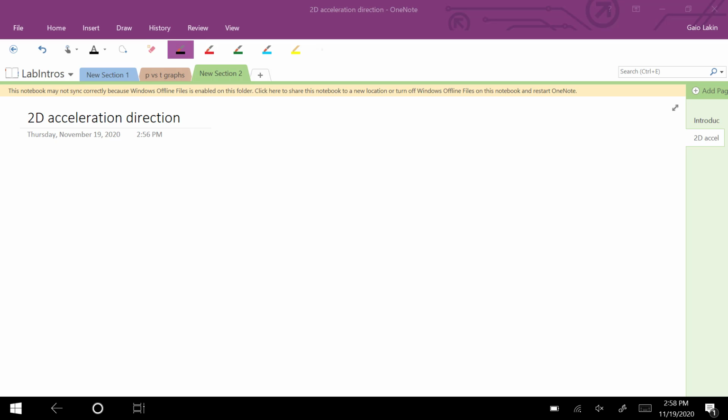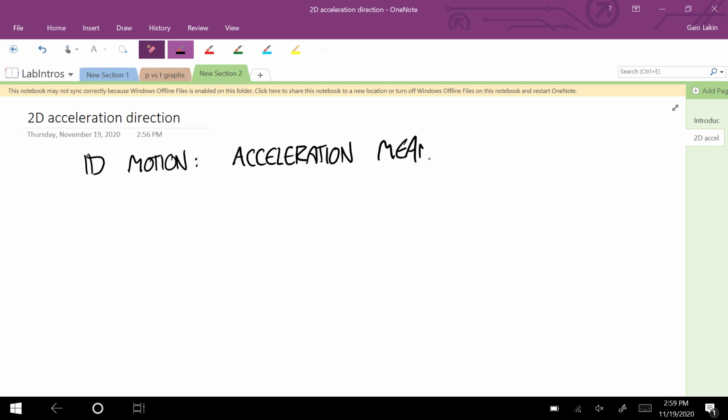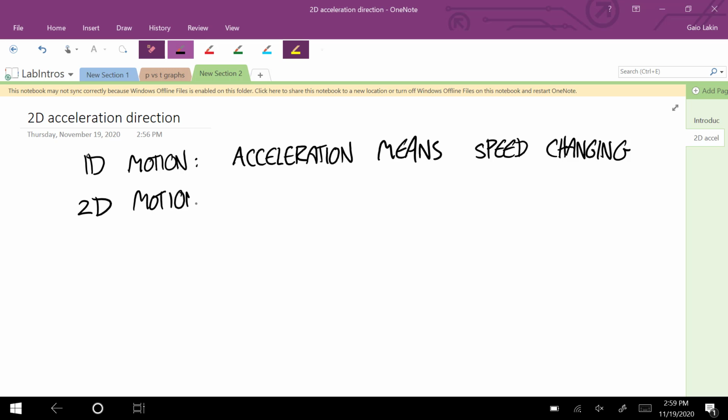And the reason for that is in a one-dimensional motion, remember, acceleration means that the speed is changing. It's either getting faster or getting slower. But with two-dimensional motion, there's a new thing that doesn't occur in 1D.